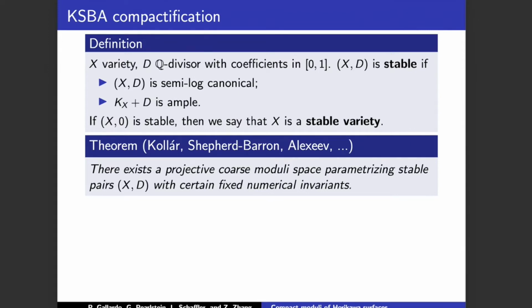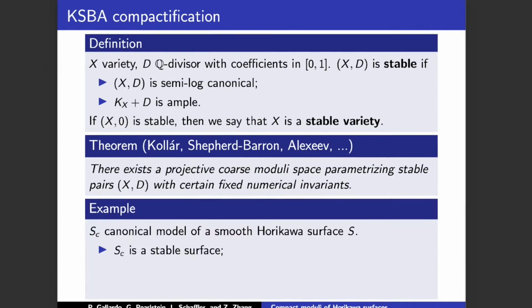But let's apply all this in our situation. So remember S_C, the canonical model of a smooth Horikawa surface S. S_C is a stable surface because, first of all, remember it has at worst ADE singularities. Those are canonical surface singularities, which are semi-log canonical. Semi-log canonical is a way wider class of singularity types. Also, S_C has ample canonical class, and so we also have the second part of the definition.